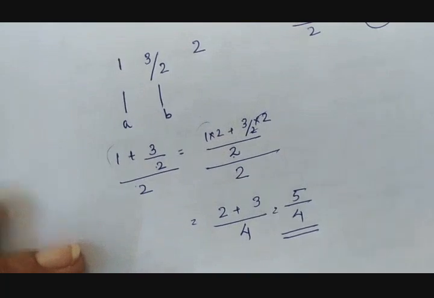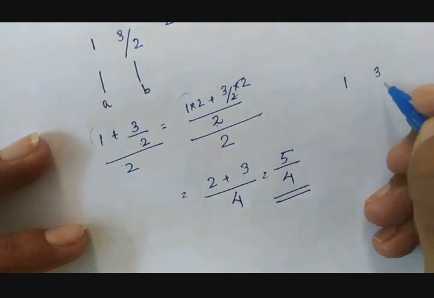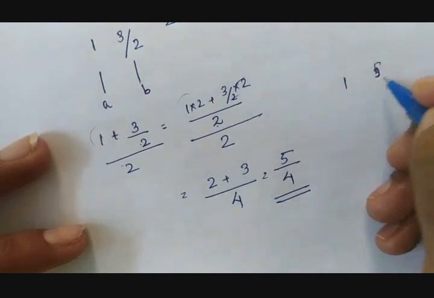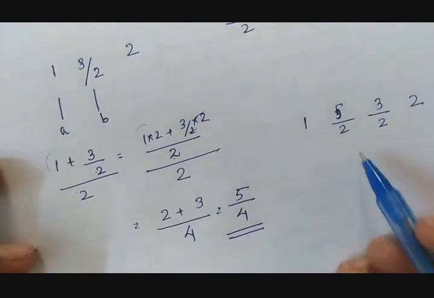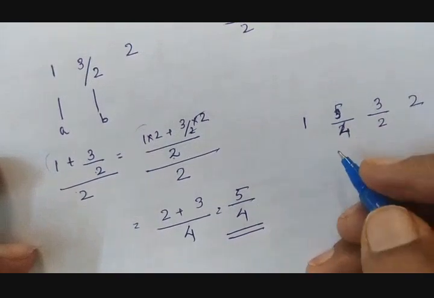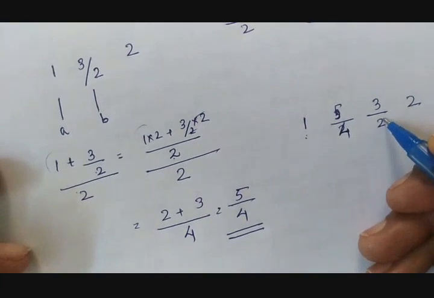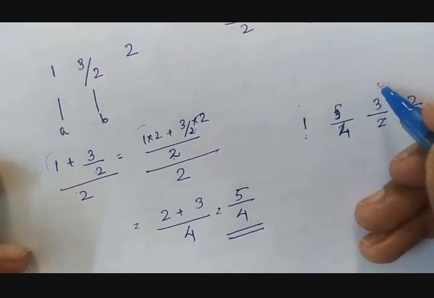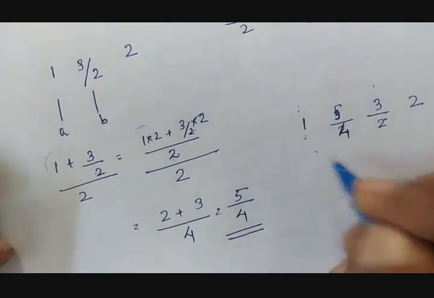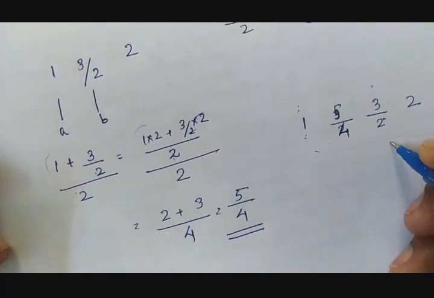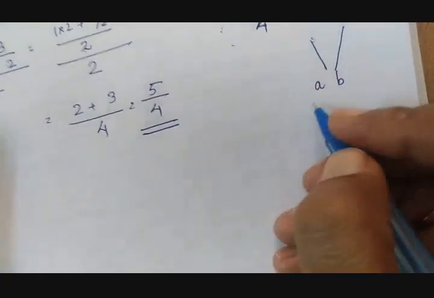So we can write the sequence again as 1, 5 by 4, 3 by 2, 2. We write 5 by 4 here because we take 1 and 3 by 2 as A and B. So 5 by 4 lies between 1 and 3 by 2. This is the middle value of 1 and 3 by 2. Next, we are going to find another intermediate value considering A and B as 3 by 2 and 2.